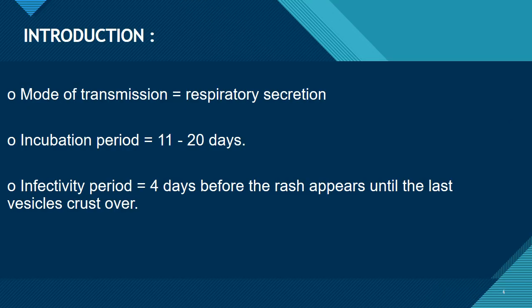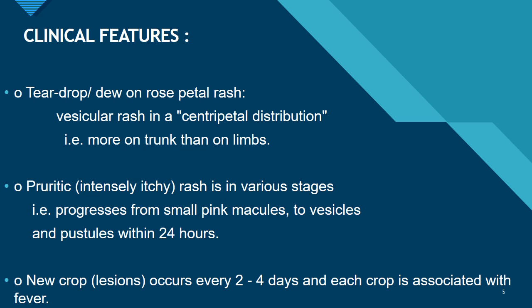Virus is transmitted from one person to another via respiratory secretions or direct contact. The incubation period of this virus is 11 to 20 days, after which vesicular eruption begins. The infectivity period is 4 days before the rash appears until the last vesicle crusts over, so it has a long infectivity period. As I told you before, after the incubation period, a vesicular rash appears, which is also known as teardrop or dew on rose petal rash because it looks like a teardrop.